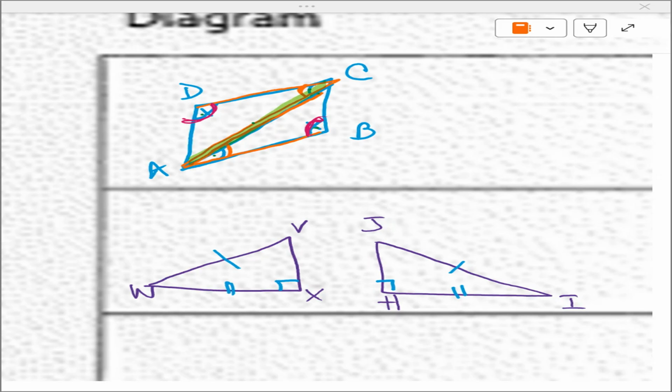And then we can say that the triangles are congruent. Triangle VXW and triangle JHI by hypotenuse leg. Do you guys see that in there somewhere? Because I cannot see it. There we go. Got it? Yes or no?